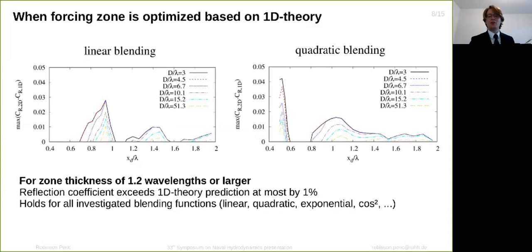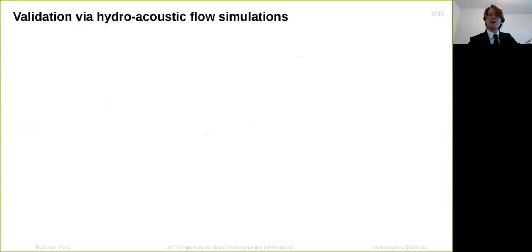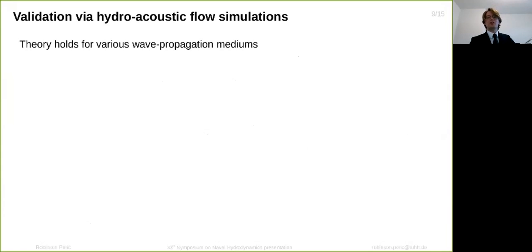Anyway, this held for all investigated blending functions in the study, so like linear, exponential, cosine squared functions. So we can, with good confidence, say that in practice, the 1D theory should typically suffice for optimizing the forcing zone, also for complex 3D flow simulations. Now let's look at validation. And first, I want to present to you some hydroacoustic flow simulations. Why hydroacoustic? Because the theory holds for various wave propagation mediums, so also for sound waves underwater.